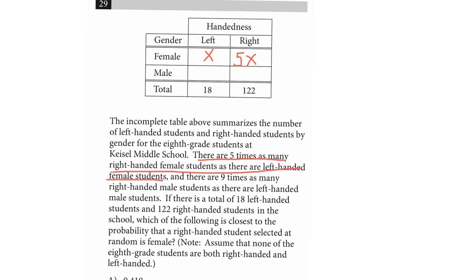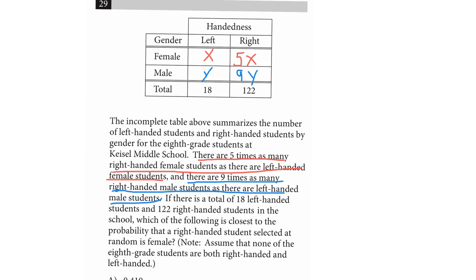They also say there are 9 times as many right-handed male students as there are left-handed male students. So I'll sort of underline that information in blue. And you want to be careful. You don't want to call it X over here because it's not necessarily true that this number is the same as this number. So I'm comfortable calling that Y, and we could call this 9Y, because there are 9 times as many right-handed male students as there are left-handed male students. Well, there it is. There are a total of 18 left-handed students, they gave us that. And there's a total of 122 right-handed students, they gave us that as well.